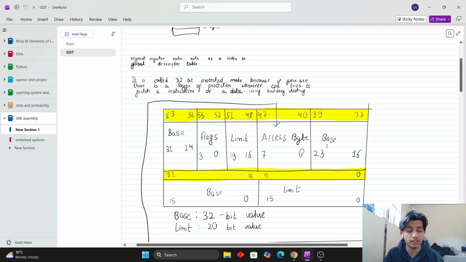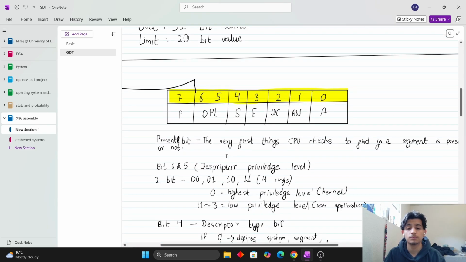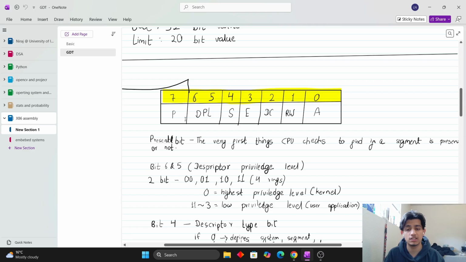So now let's look at the access byte. The most significant bit, that is bit 7, is the present bit. This is the first thing that the CPU checks to identify if a segment is valid and is in memory or not. If it is 1, that means the segment is in memory, and if it is 0, that means there is no segment in memory.